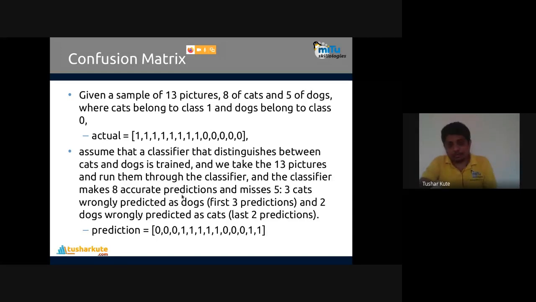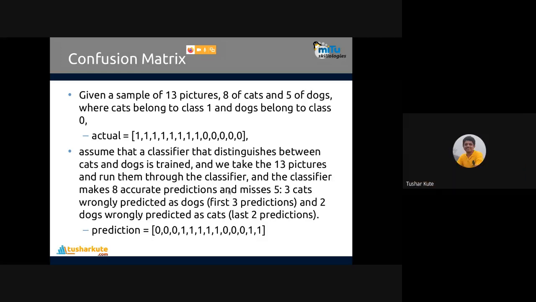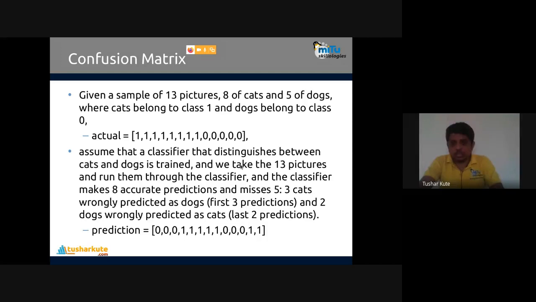Okay, now done. Now dogs. 5 dogs are there. This dog is predicted as dog. This dog, dog. This dog, dog. But these 2 dogs are predicted as cats, like this. So you can find that misclassifications are there. How many? 5. Here 3 cats are predicted as dogs, and these 2 dogs are predicted as cats. 5 predictions out of 13 are wrong by the algorithm that is created already.